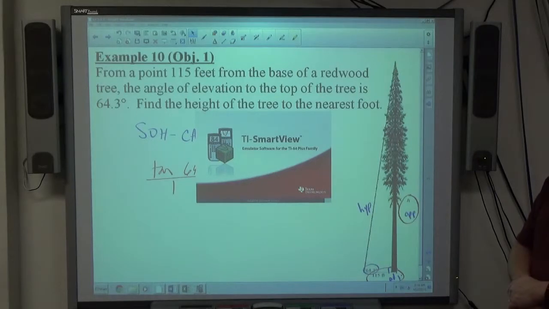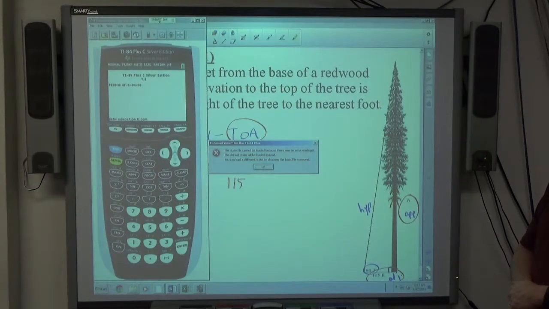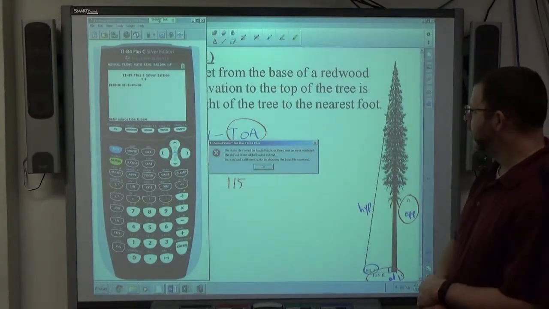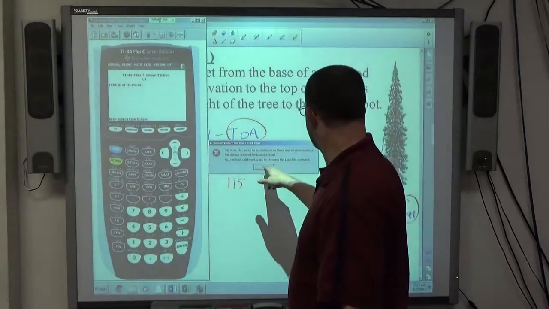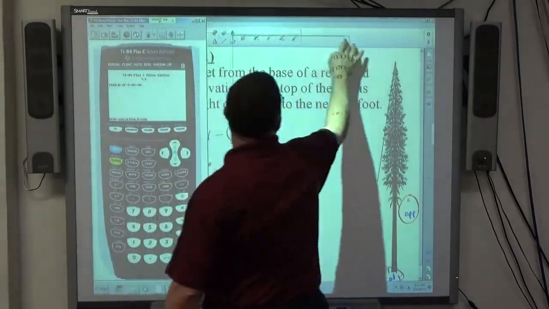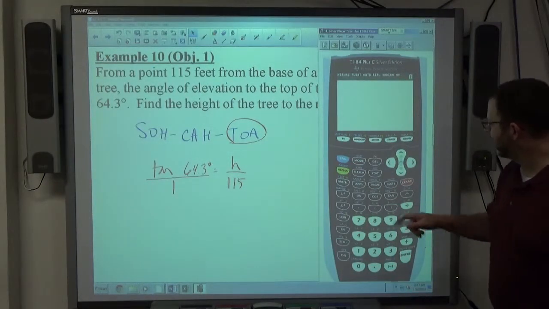I forgot to have my calculator open before I started the example, so we'll wait patiently for it to open. Uh-oh. The default state will be loaded instead. That's weird. As long as the default state knows what the tangent of 64.3 degrees is, we'll be fine.